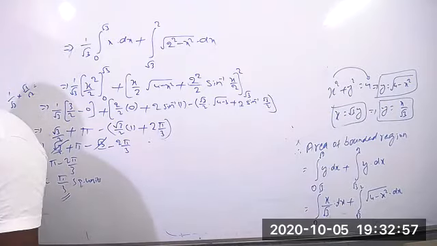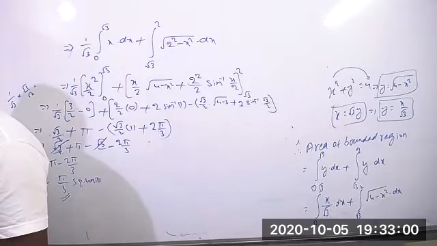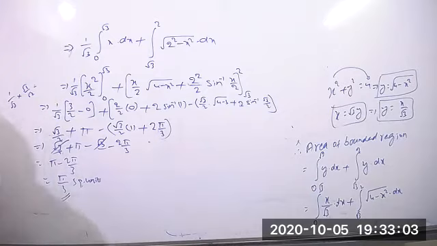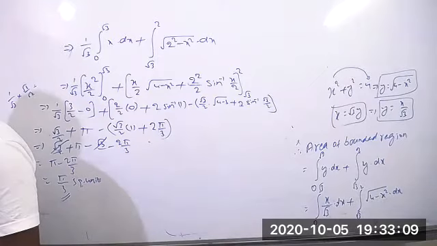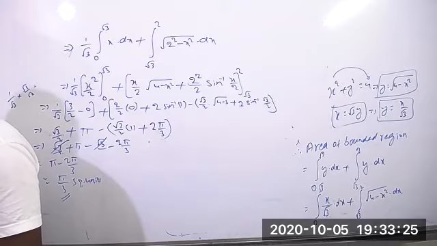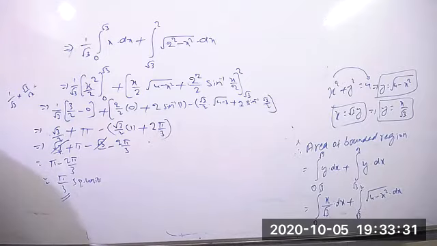Next, find the area of the region in the first quadrant enclosed by the line y equal to x and x square plus y square equal to 32.